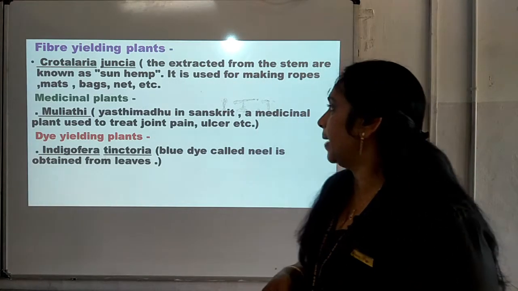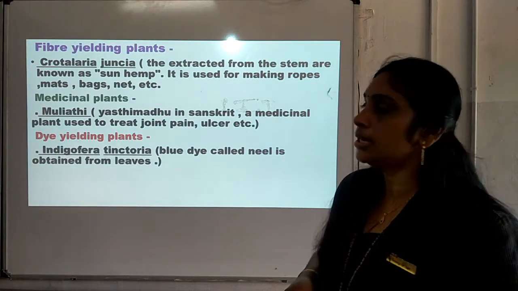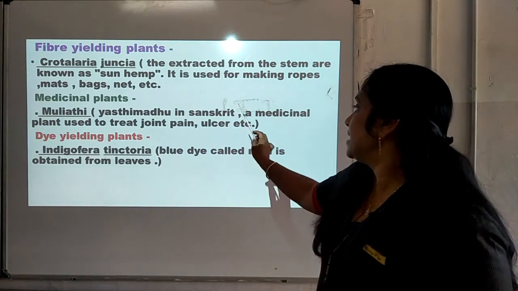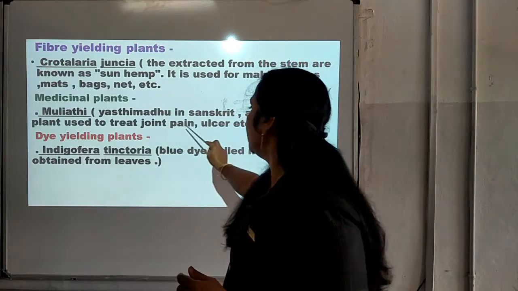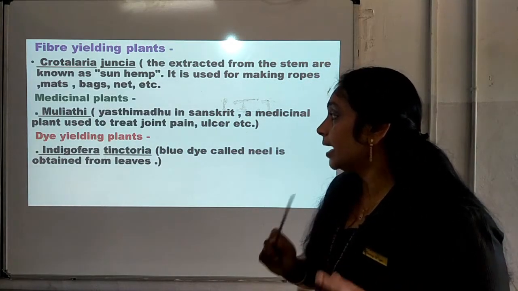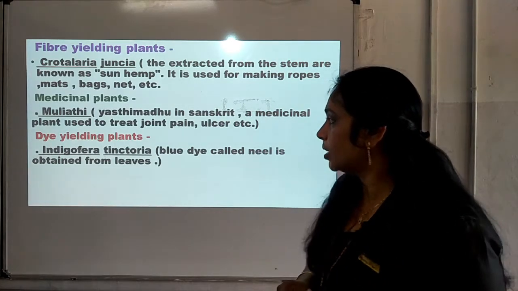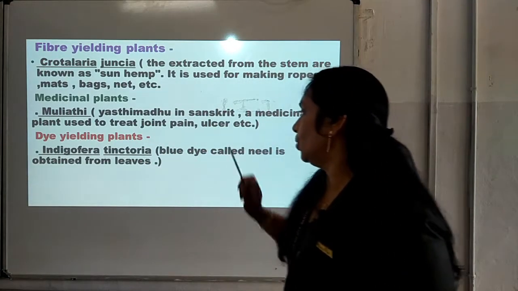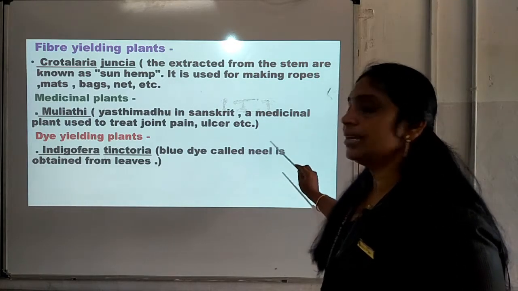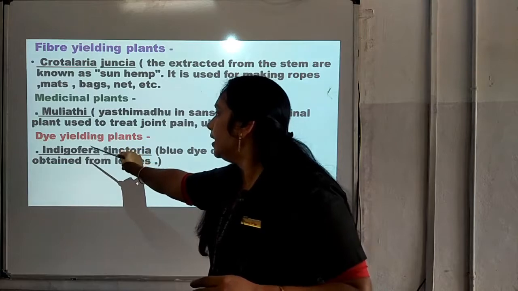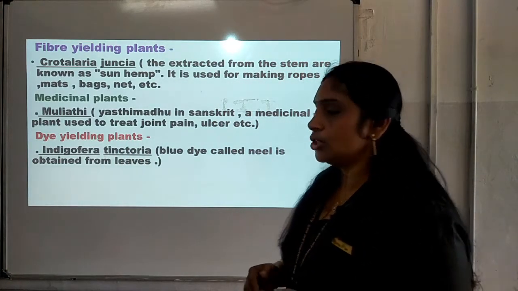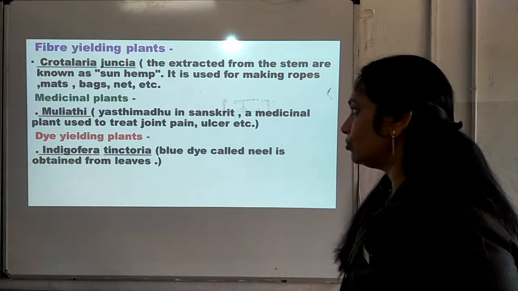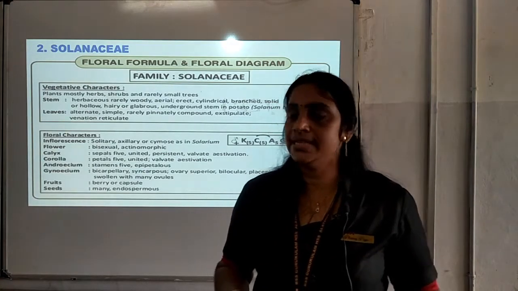are being prepared. Next, medicinal plants are also seen in this family. Mulethi, which is also known as Yashtimadhu in Sanskrit, a medicinal plant used to treat joint pain, ulcer, etc. And dye yielding plants are also present there. It is very important. Indigofera tinctoria. Blue dye called neel is obtained from the leaf of Indigofera species. So, this is related to the economically important plants of the Fabaceae family. This again is important, my dear children, you have to study it. So, that is related to Fabaceae.